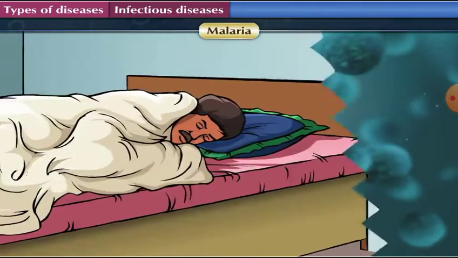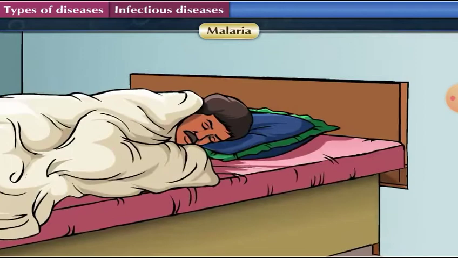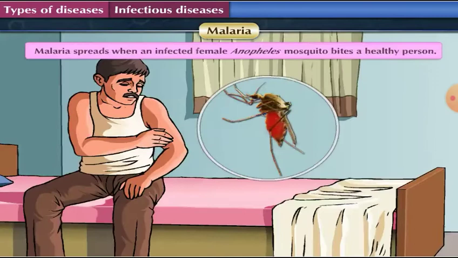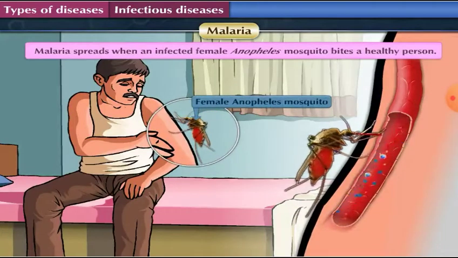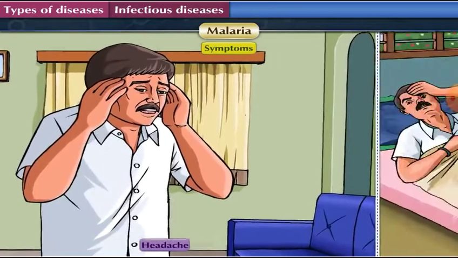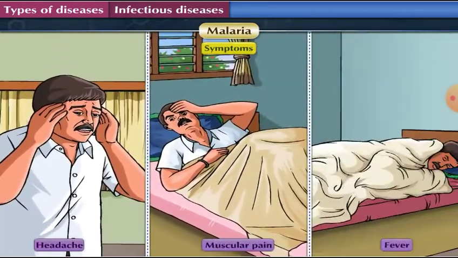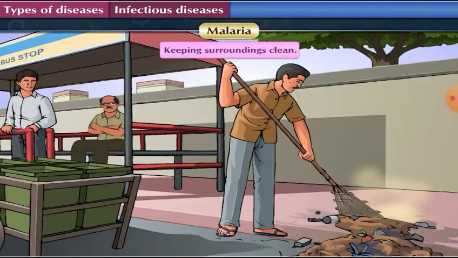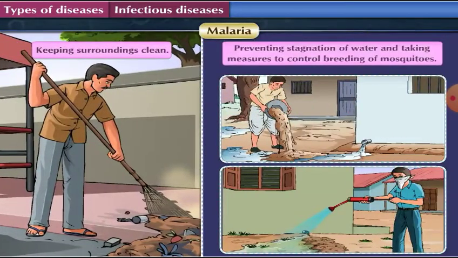Malaria. The causative pathogen of malaria is Plasmodium vivax. It spreads when an infected female Anopheles mosquito bites a healthy person. Some common symptoms of malaria are headache, extreme muscular pain, and fever. Some measures that can be taken to prevent malaria are keeping surroundings clean, preventing stagnation of water, and taking measures to control breeding of mosquitoes.